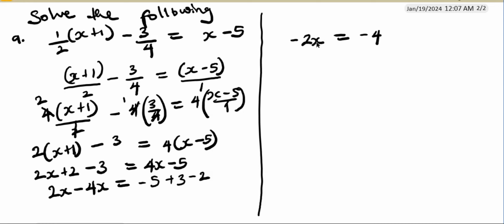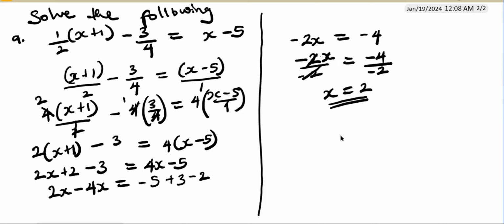So we can see that x has a coefficient of minus 2. So we have to divide by minus 2. So minus 2x over minus 2 will give us minus 4 over minus 2. So minus 2 cancels out minus 2. I'll have x. Minus minus will go. 2 and 4 will give me 2. So we have solved that problem. So you can see how we are solving our problems, okay?